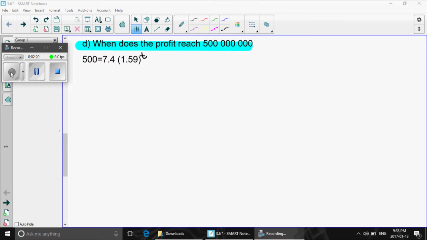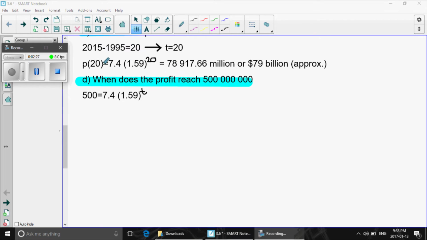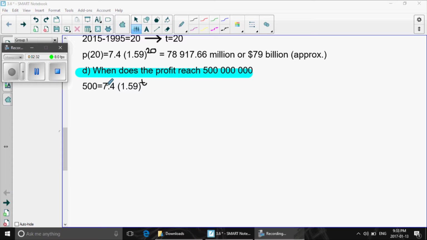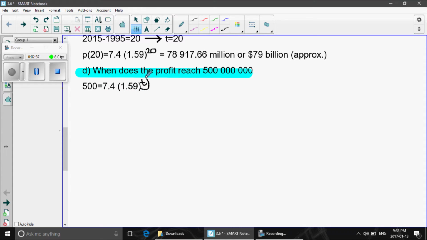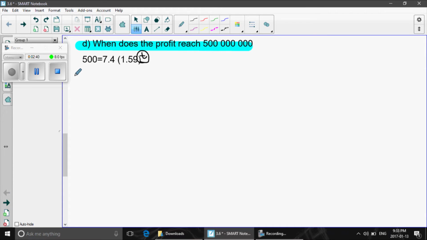So the last question asks, when does your profit reach 500 million? So we're going to make our p of t value to be 500, and that is equal to 7.4 times 1.59 to the power of t, and we are solving for t. So what is the value of t? In order to isolate t, we're going to first divide by 7.4 on both sides, because whatever you do to one side, you must do to the other. So what this is going to do is cancel these two out.